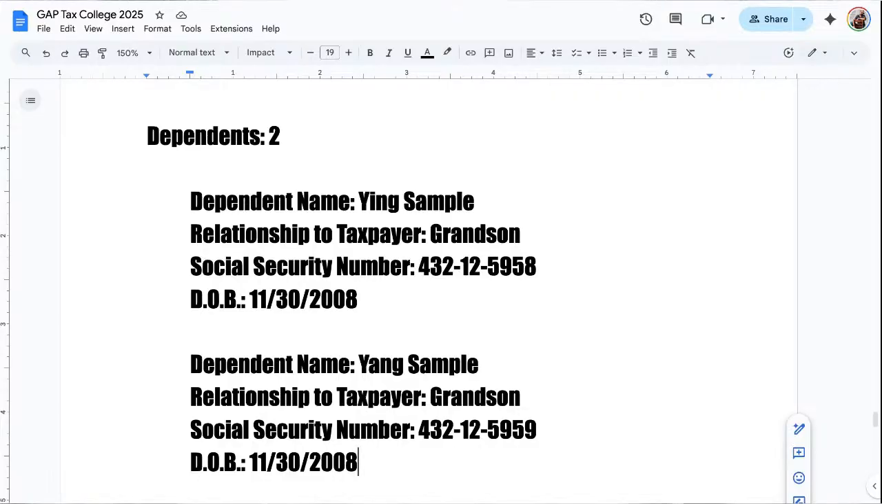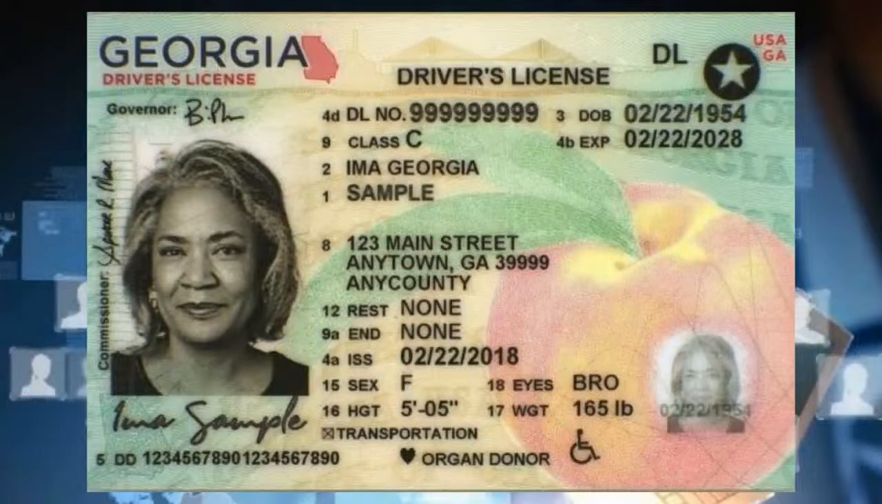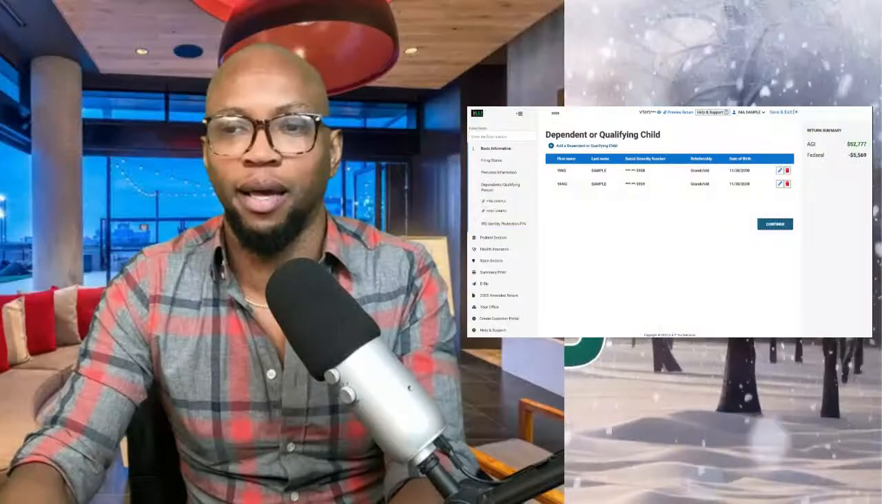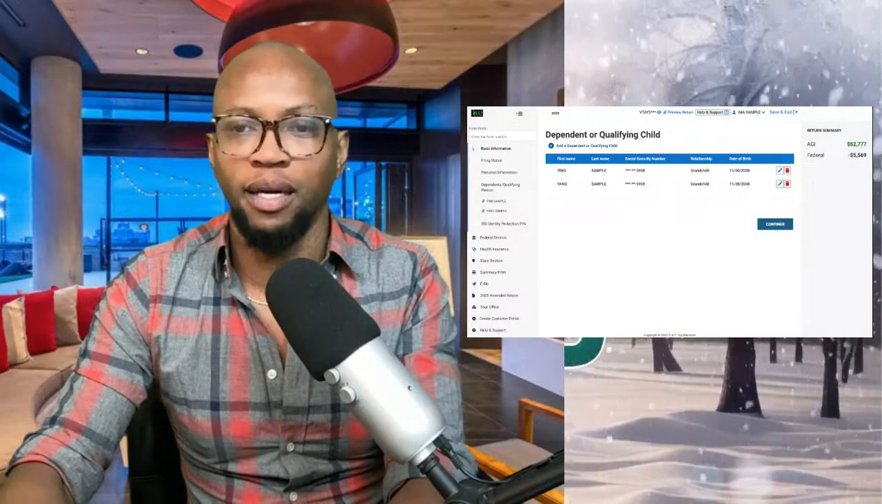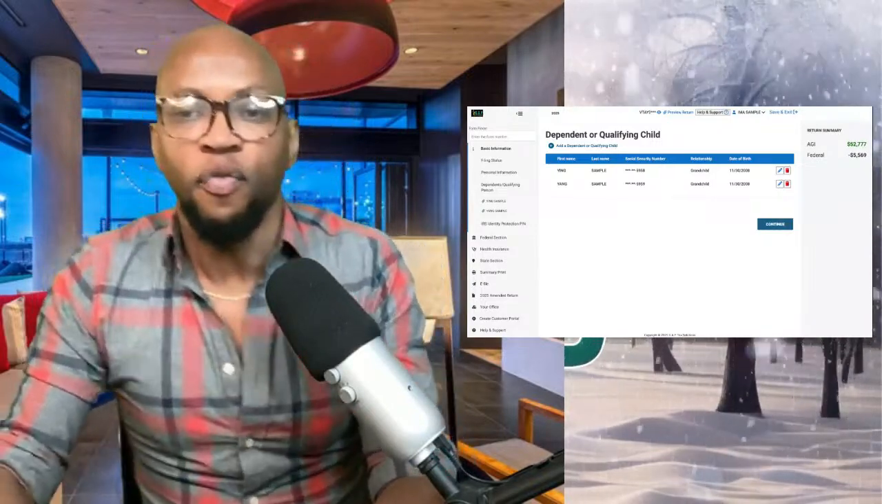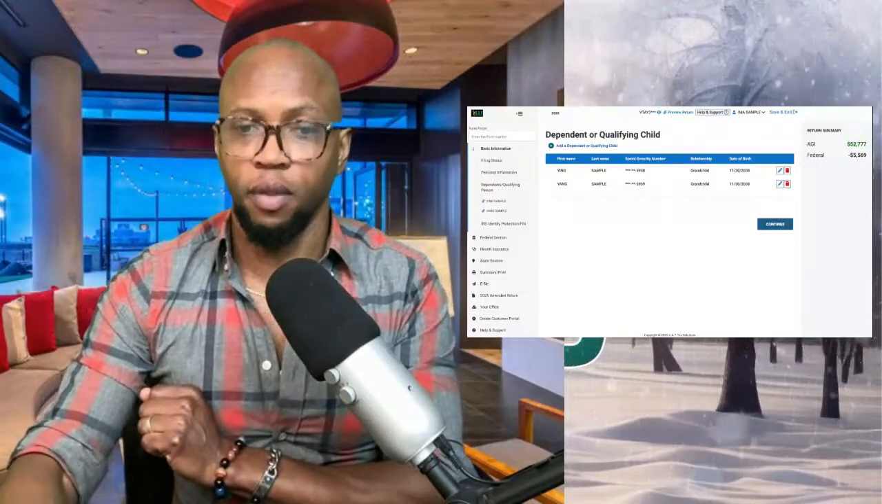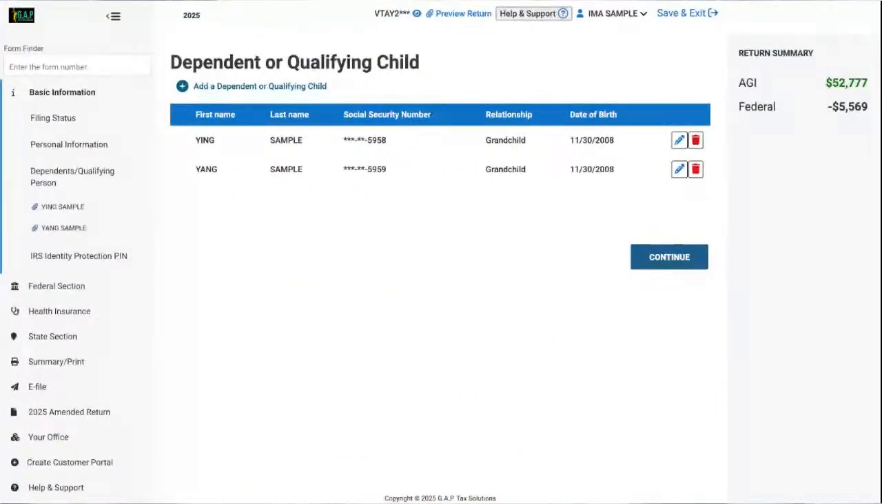Good job. All right. So as we see, like I said, we want to make this adjustment for these dependents. So Mrs. Ima's grandkids are no longer too old. Now, if we look back at the screen, we will see that the amount has changed. Did we notice that? The amount has changed.